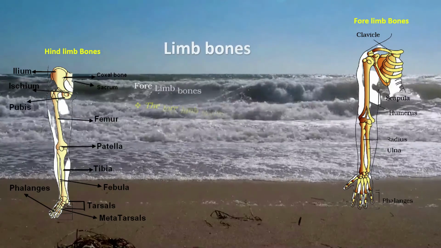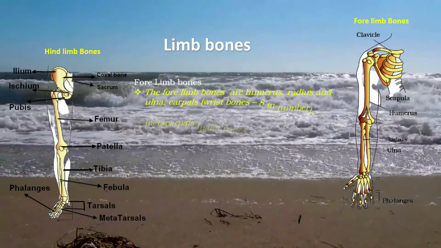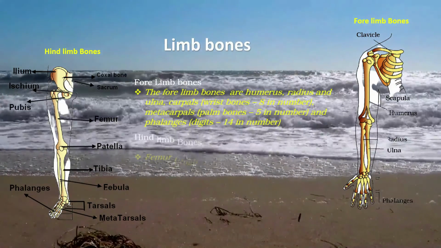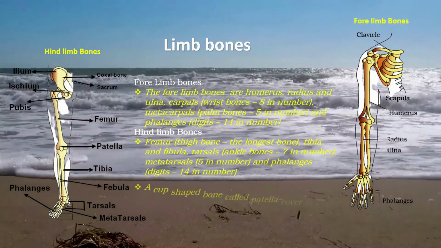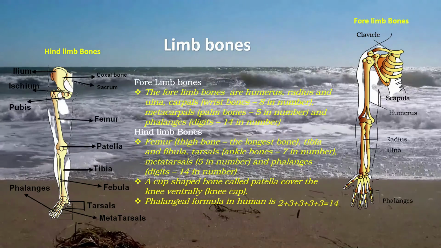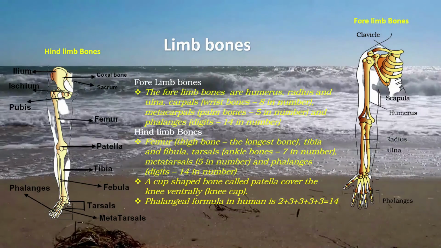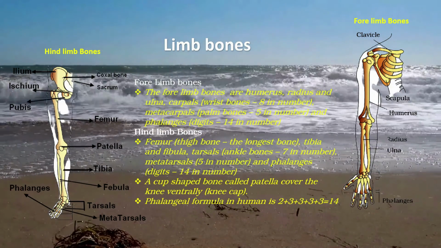Now, let us see the different bones of forelimbs and hind limbs that form the appendicular skeleton, along with the pectoral and pelvic girdles. Limb bones. 1. Forelimb bones. The forelimb bones are humerus, radius and ulna, carpals (wrist bones), 8 in number, metacarpals (palm bones), 5 in number, and phalanges (digits), 14 in number.